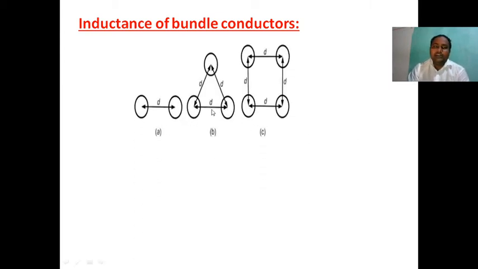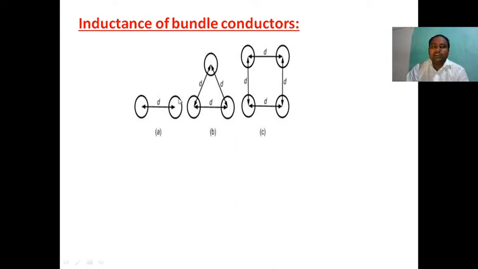So this is a bundle conductor. A bundle conductor has two or more subconductors, all treated as a single phase conductor. Here there are two conductors, so this bundle conductor has two subconductors. The distance between the two is D. Here we have three subconductors, and the distance between them is D. Here we have four subconductors, and the distance between any two conductors is d.